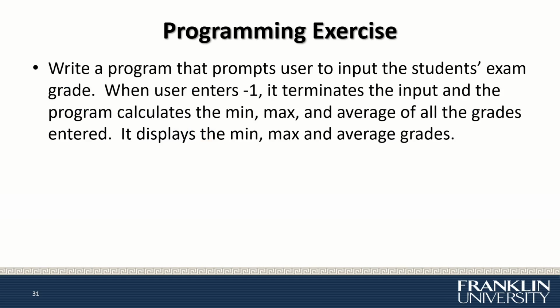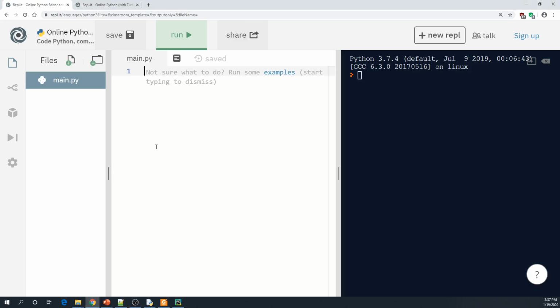So by looking at these patterns, let's write a program that prompts the user to input student exam grades. When the user enters -1, it terminates the input, and the program calculates the min, max, and average of all the grades entered. It displays the min, max, and average grade. This is very similar to one of the programs we did in the last lecture, except I want to add the minimum and maximum grade. So let's try that. We're going to write this from scratch again.